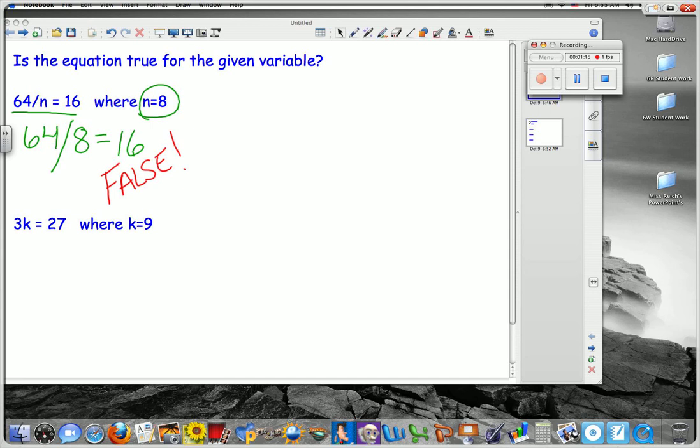Our next example is the equation 3k equals 27. Remember that when there's no operation symbol in between the number and the variable, it means that it's multiplication. So we're going to take our 9 and plug it back into the equation for k. So we have 3 times 9, and we're going to see if this equals 27. Well, is 3 times 9 equal to 27? It is. So this equation is true.